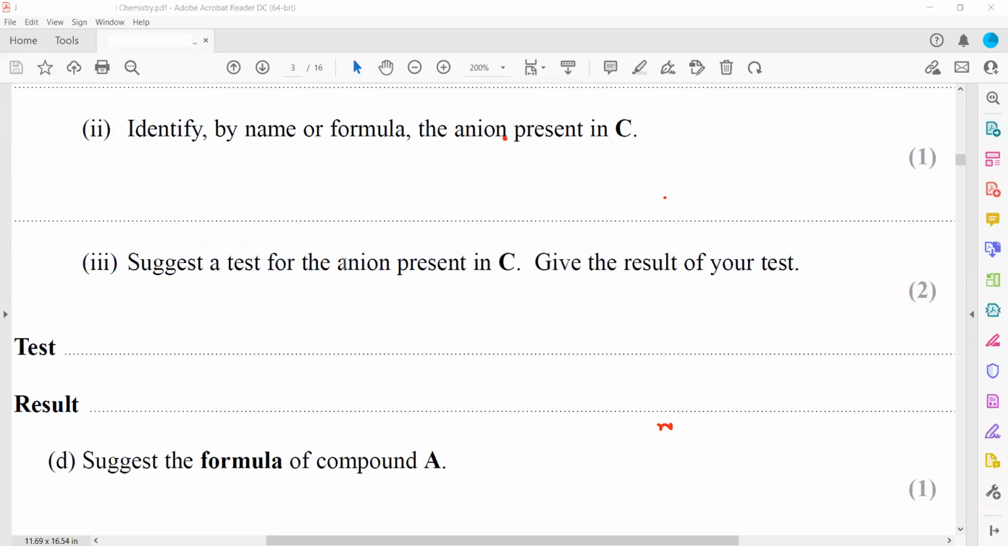Then the test and result, and suggest a formula of compound A. For compound A, we already worked out that lithium was there and carbonate was there, so it is lithium carbonate. Is this question clear? Any part you have a doubt or a question related to this?